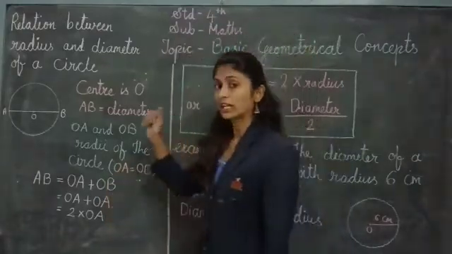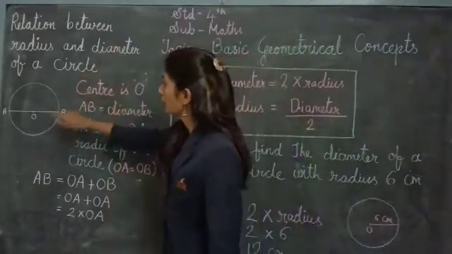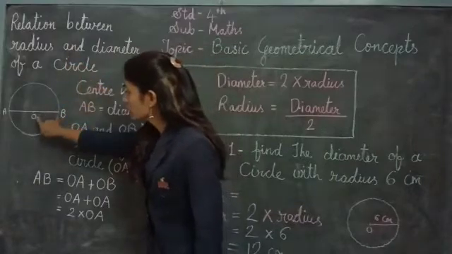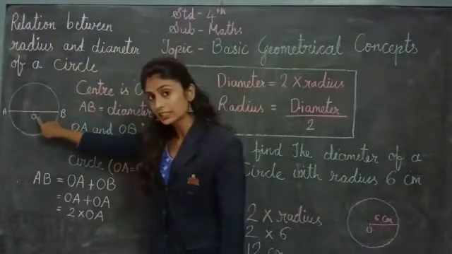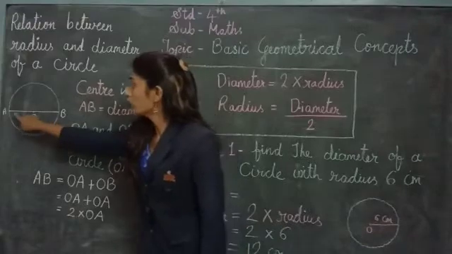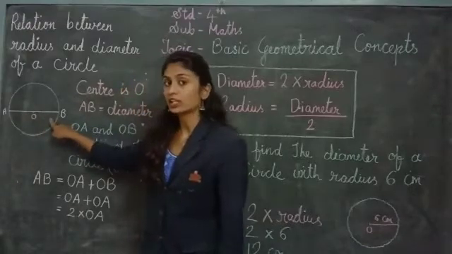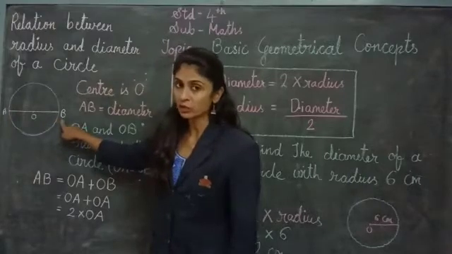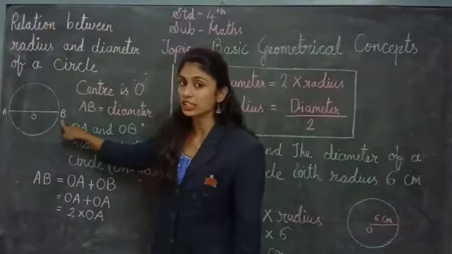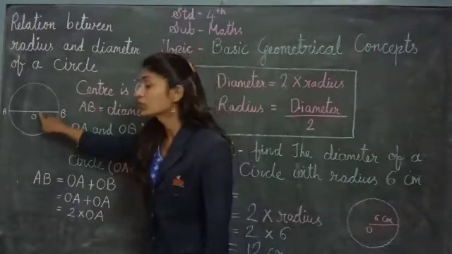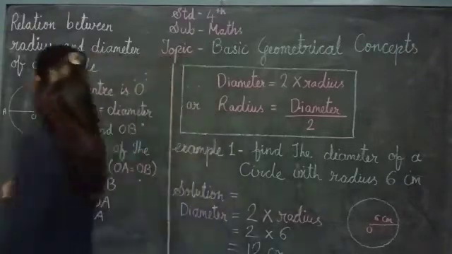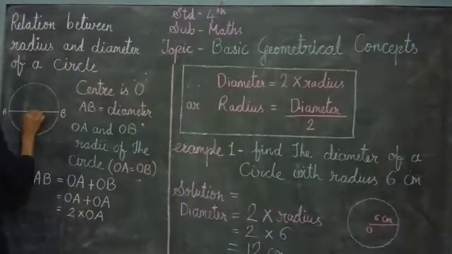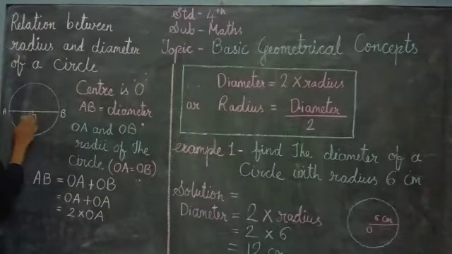So let us revise the previous topic. This is the center of the circle, and one diameter we have. The diameter's name is AB. Now why are we calling it a diameter? Because this line is crossing through the center of the circle. So this is the center of the circle, and this line we have as a diameter.